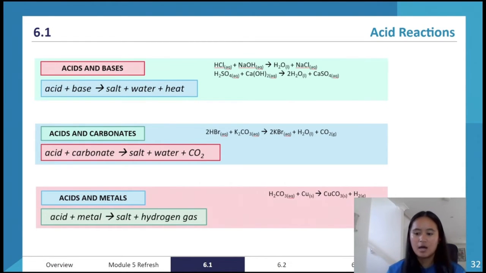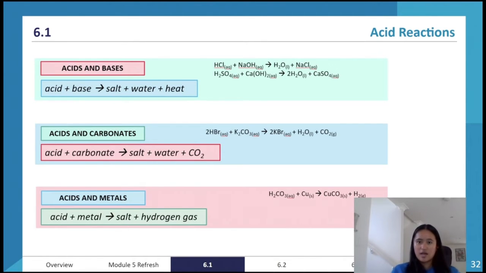The last kind of thing that you have to do in the first inquiry question of Module 6 are acid reactions. So you should have done this at some point in your chemistry career already, but we talk about it again because it's important. Acids can react with bases, which is the main reaction that you need to know for the HSC, neutralization reactions. So you have the acid plus base equals salt, water, and heat. That heat just means that it's an exothermic reaction.